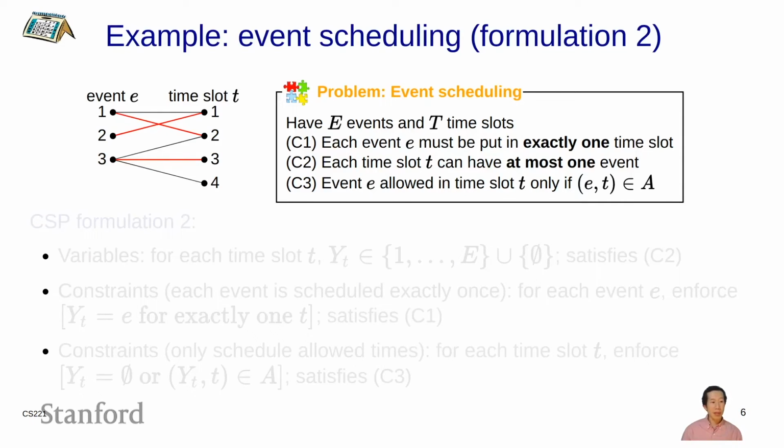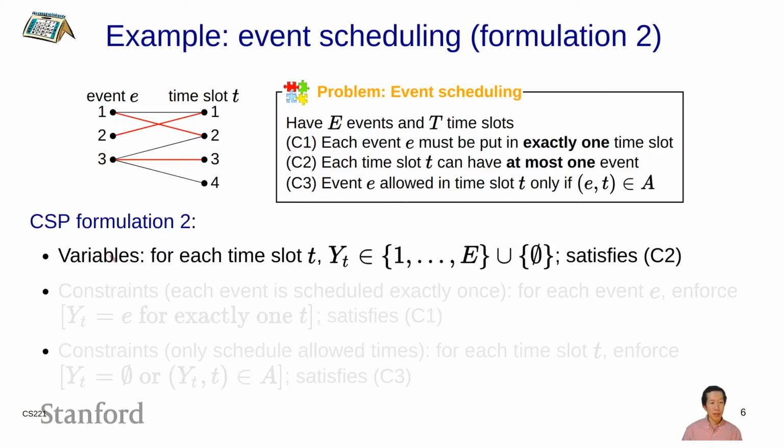So now let's look at an alternative formulation. So now I'm going to look at it from the perspective of time slots. So here I'm going to define a variable y_t for every possible time slot t. And y_t can take on a value which is either one of the possible events or null, which means that no events have been assigned to that time slot.